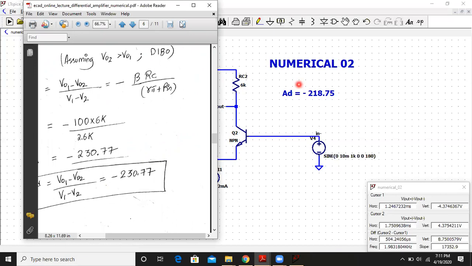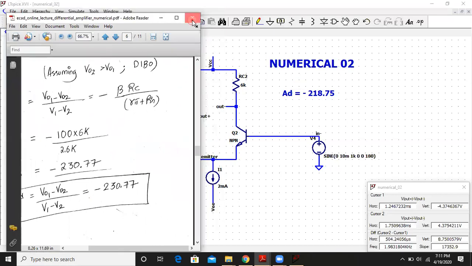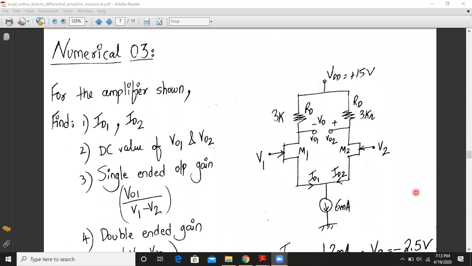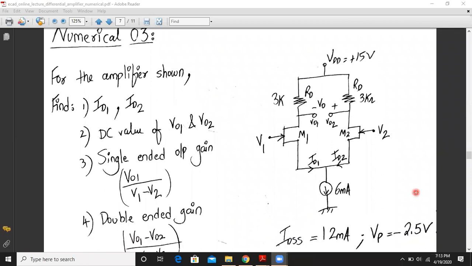So with this, let us move on to another numerical. Let us resume. This is numerical number 3. If you carefully notice in the circuit diagram, you have a JFET instead of a MOSFET. Again, we have the differential input, and we have a balanced output. Note that in the numerical it is given that VO2 is greater than VO1 as indicated by the plus and minus sign over here.